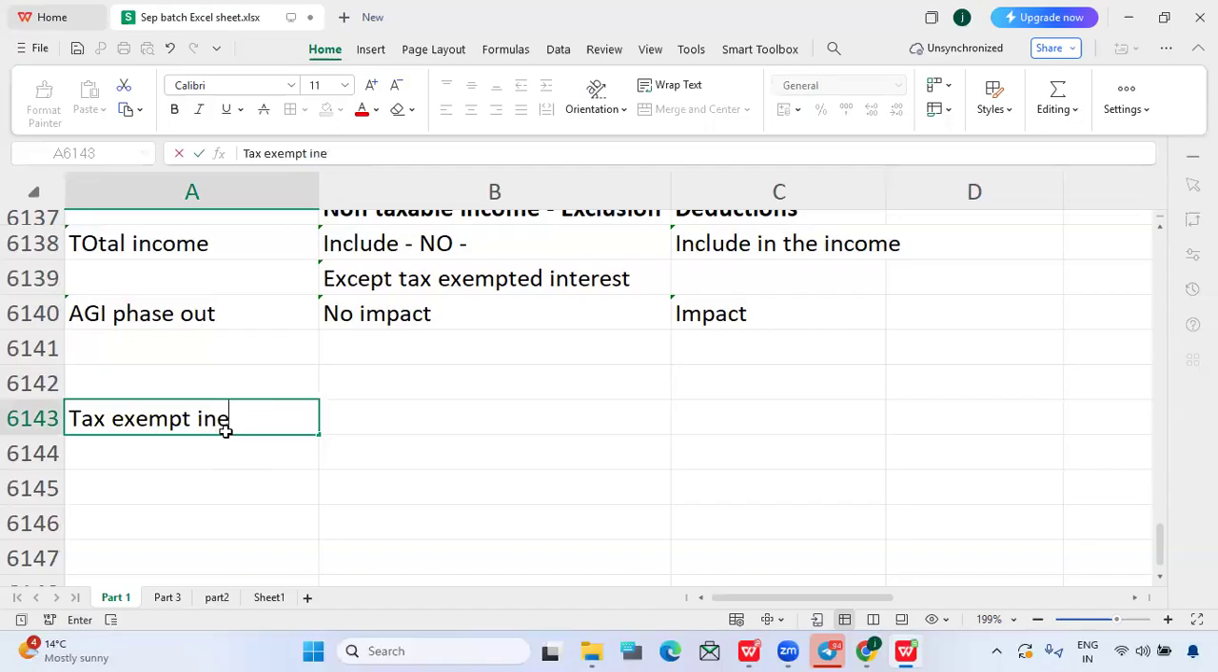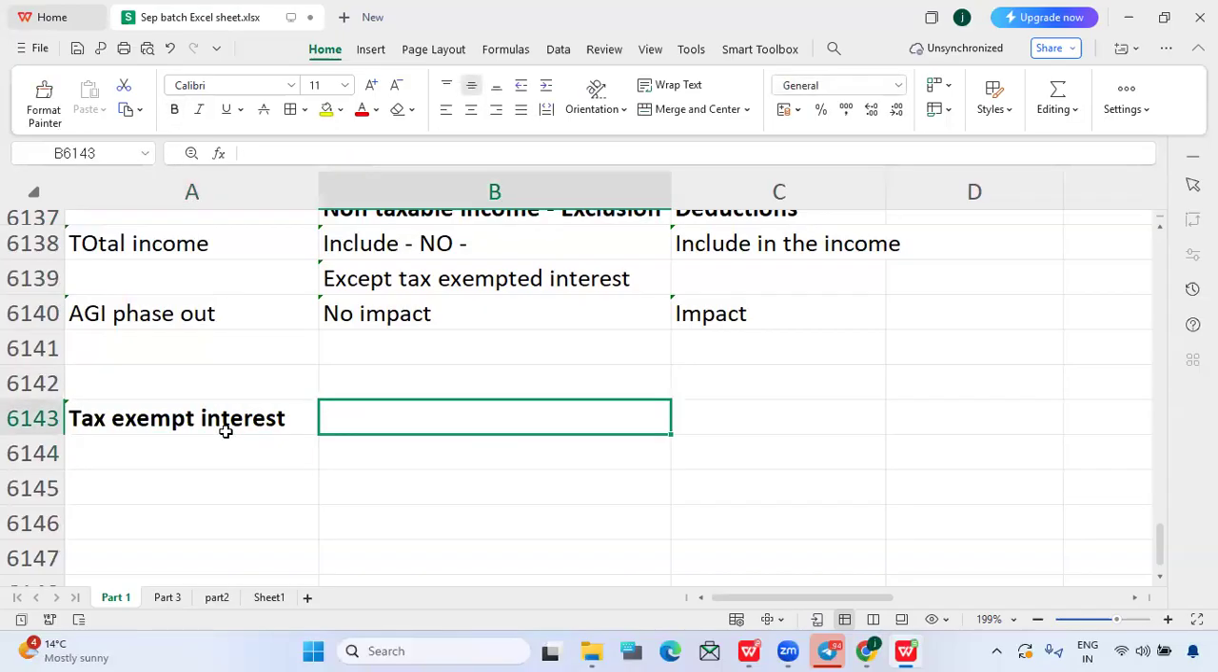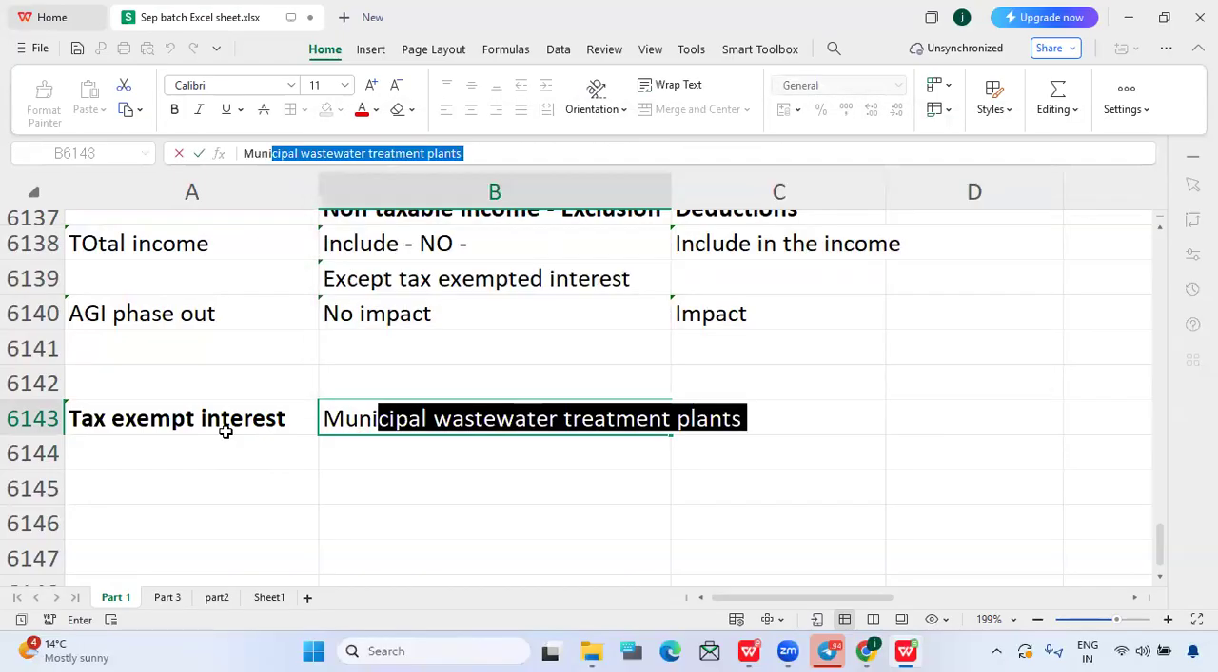Tax exempt interest is any interest which we receive from state or local governments. We also call it municipal bonds. So municipal bond interest is exempted. Do we need to pay tax on the municipal bond interest? Not at all, it is not taxable.